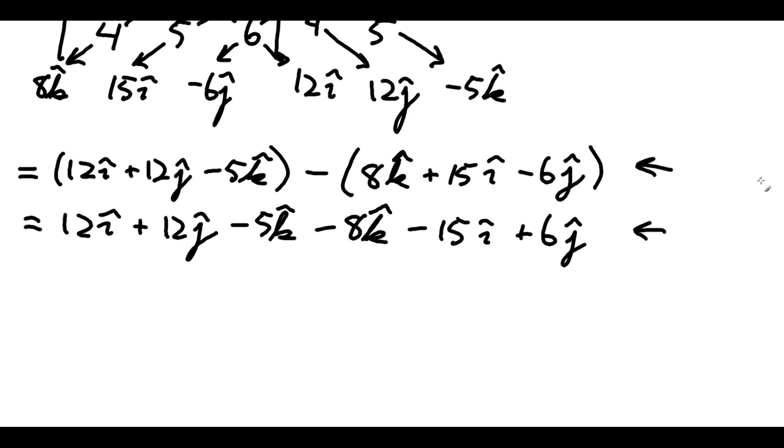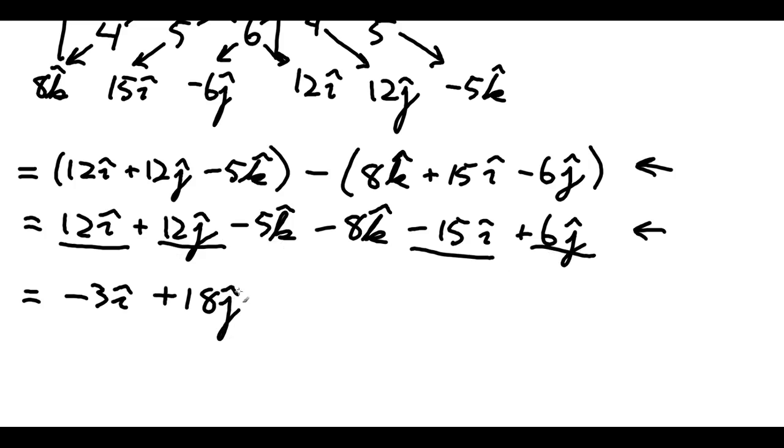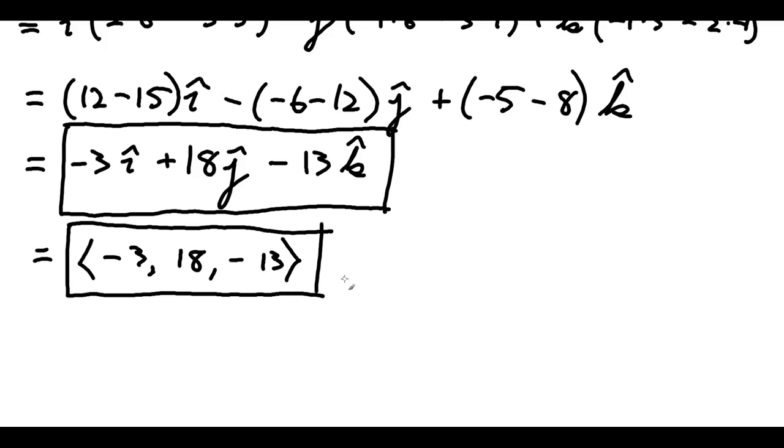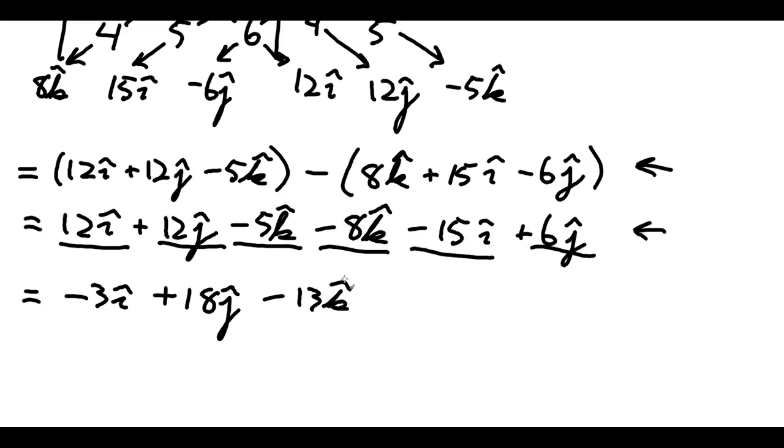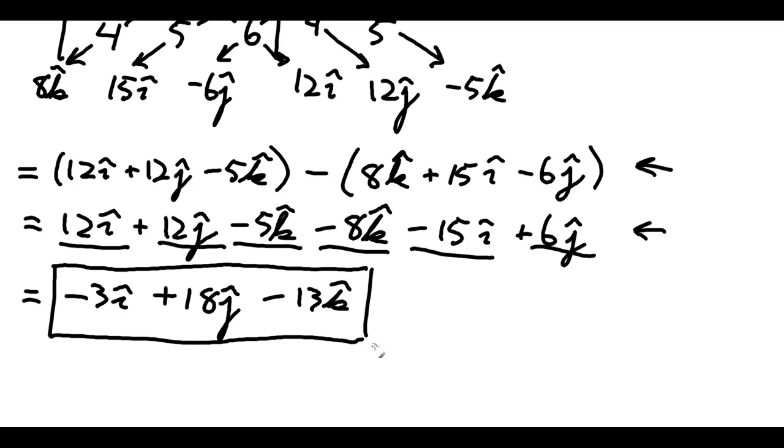And then it's a matter of collecting like terms, right? We have 12i minus 15i is negative 3i. We have 12j plus 6j gives us plus 18j. And minus 5k minus 8k looks like negative 13k. And let me check. That should be 3i plus 18j minus 13k. 3i plus 18j plus minus 13k, yes. The same result we got last time. I was just checking against any possible errors in arithmetic or copying, sign errors, that kind of thing. And again, as before, you can turn that into the angle bracket notation.